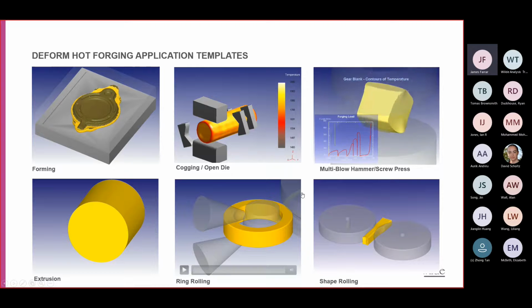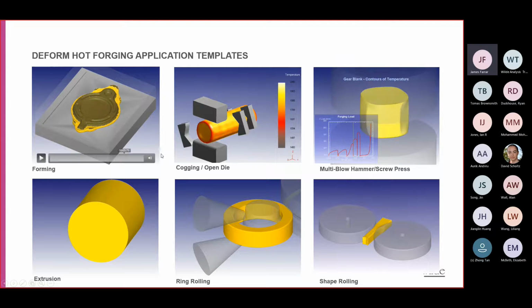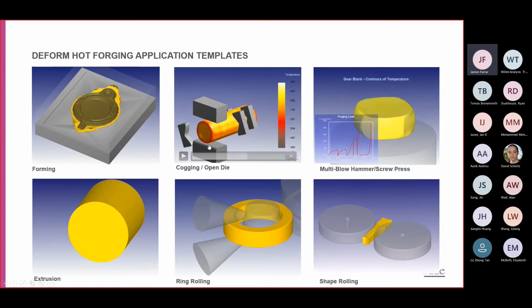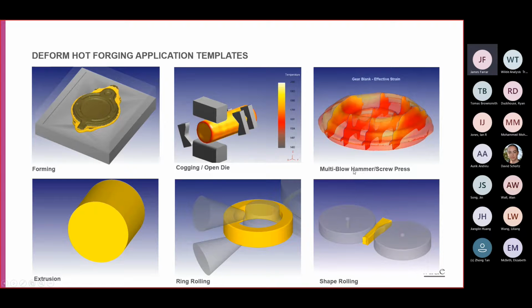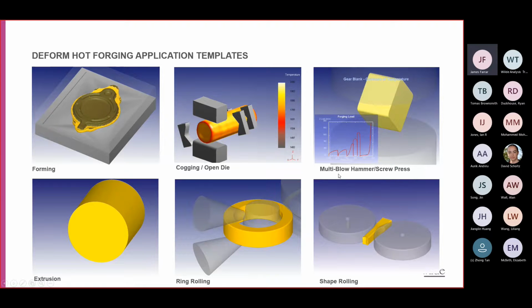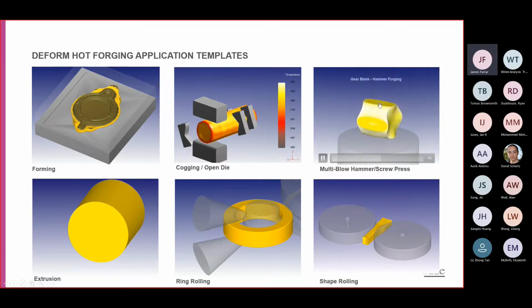Then we have a template that sort of sits in between the forming and cogging templates, really. We have a multi-blow template, which can be used for multi-blow hammer screw press processes, where you're using the same set of tools and an energy-based system to control the energy that's going into the part through multiple blow sequences. So this would be typical for turbine disc applications, or in this case, a hammer forged gear blank.